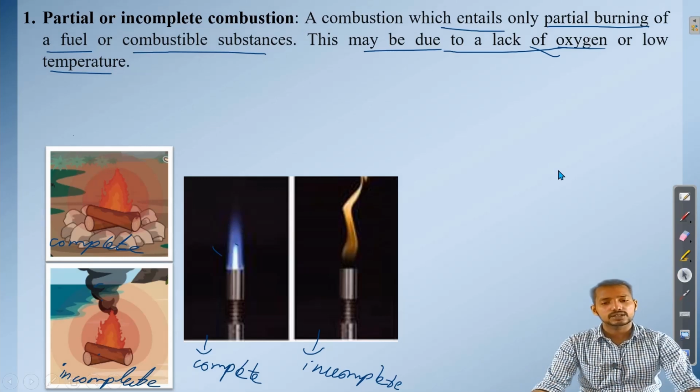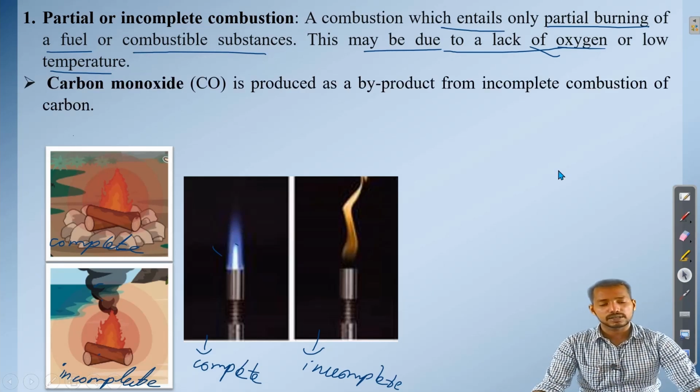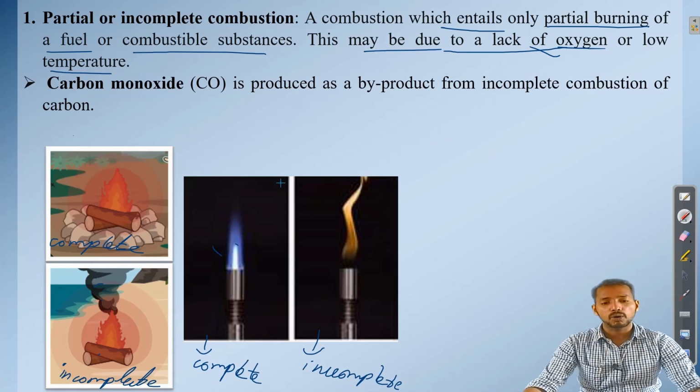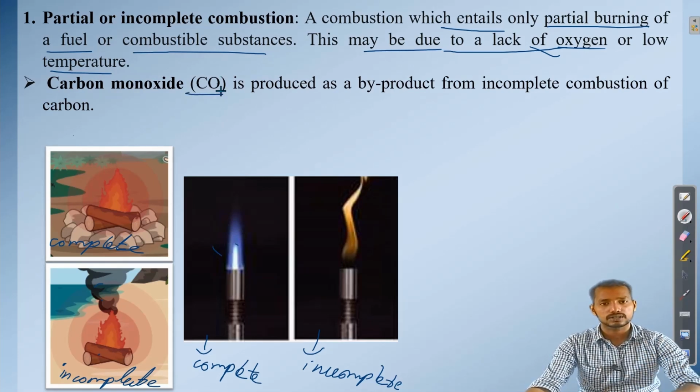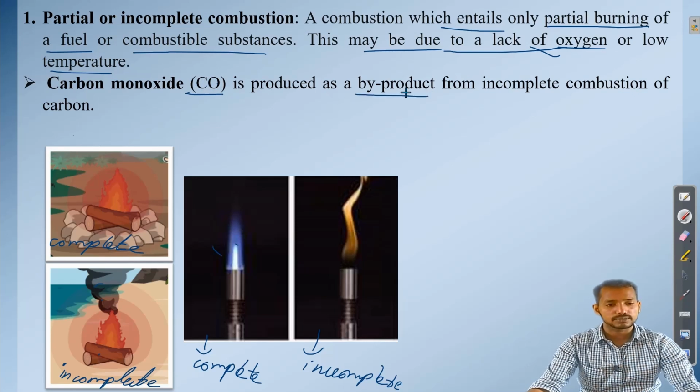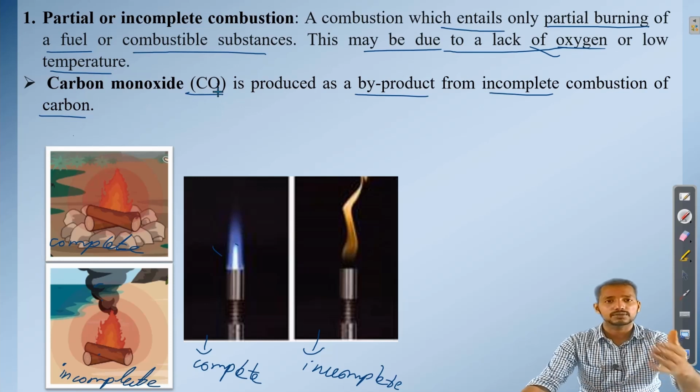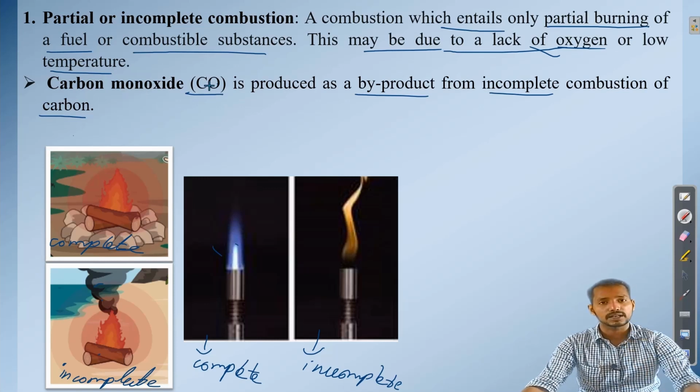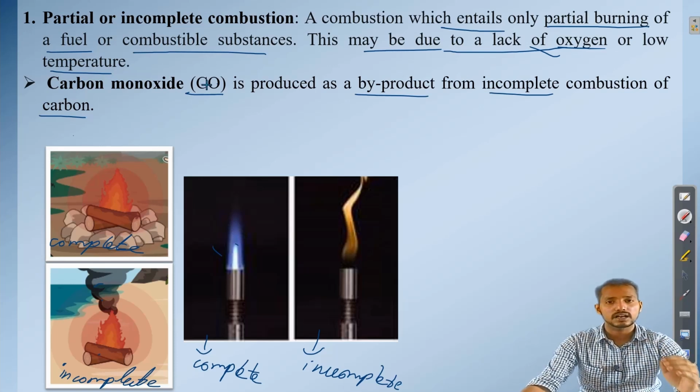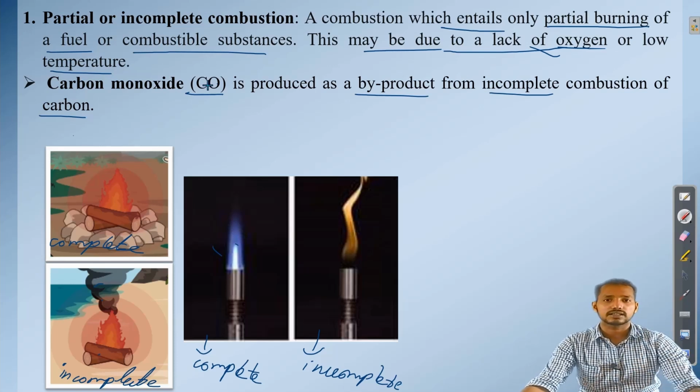And one more thing we need to remember regarding incomplete and complete combustion, that is carbon monoxide is produced. Carbon and mono means one, carbon and one oxygen. So that is produced as a byproduct from the incomplete combustion of carbon, because this is the product we get after the reaction of carbon with oxygen. So this is in case of incomplete combustion, and carbon monoxide is one of the most poisonous gases.